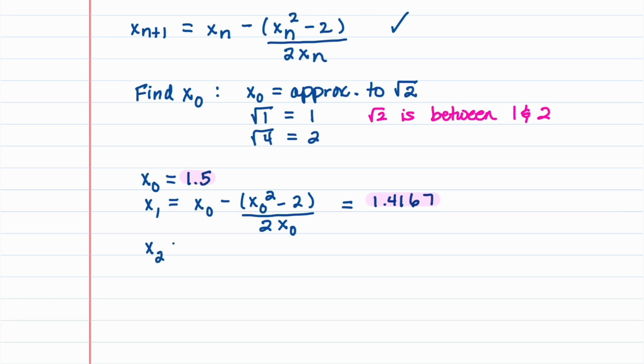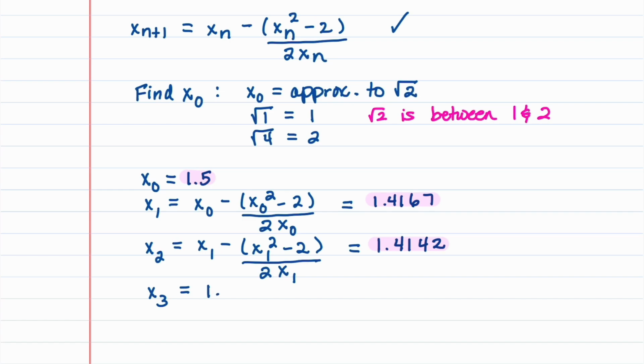So let's find x2. x2 is going to be x1 minus x1 squared minus 2, all divided by 2x1. You put that into your calculator, and we get an answer of 1.4142. Now we compare x2 to x1. Those are similar, but they're not exactly the same, so we have to keep going. x3 is equal to the same type of formula. I'm not going to write it down. You just take x2, plug it into the formula, and here's what you get.